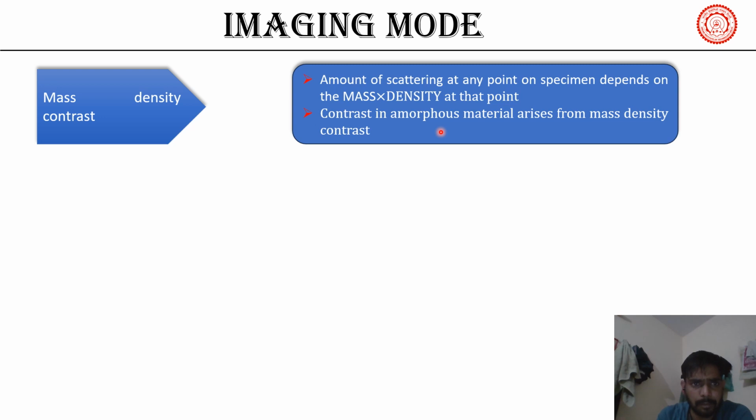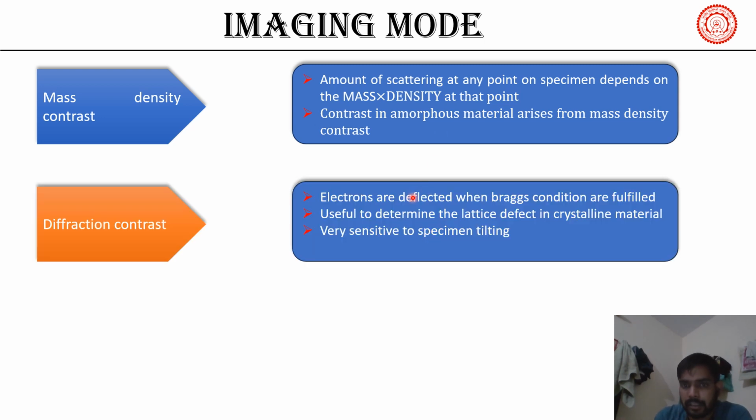Now coming to the next type of contrast, this is diffraction contrast. In this, electrons are deflected when Bragg's condition is fulfilled. Obviously, we get a diffraction pattern when Bragg's condition is fulfilled. It is useful to determine lattice defects in crystal material.